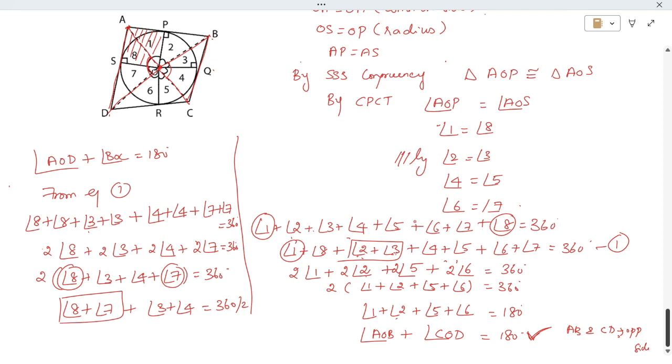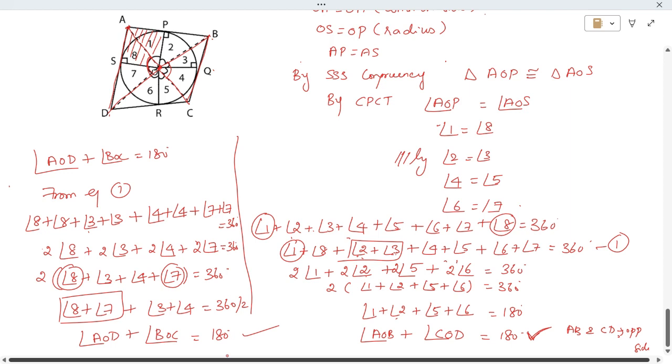What is angle 8 plus angle 7? Which is angle AOD, isn't it? Angle 3 plus angle 4 is angle BOC, that is equal to 180 degree. So here I have proved AD and BC are the opposite sides, subtend supplementary angle at the center. So either you can go with this proof, or you can prove angle AOD plus COD is equal to 180, and you can say similarly angle AOD plus BOC equal to 180 degree. I have proved both in order to make you familiar with the concept.